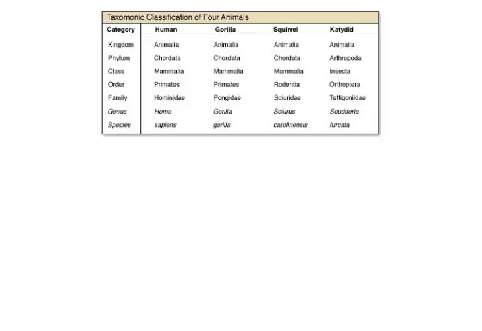The screen shows the taxonomic classification of 4 different animals. All of these animals are in the kingdom Animalia. As you go down the list, they start to become parts of different groups, which we will learn about later.